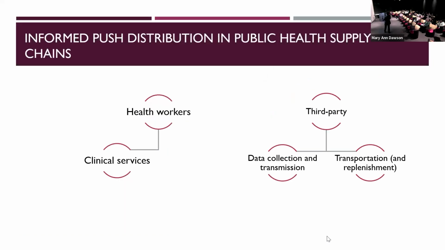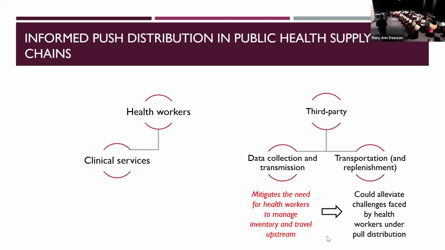So basically, the tasks are now clearly delineated. Health workers only focus on treating patients; they're not dealing with the inventory stuff. The third party is responsible for data collection and transmission, and they're also responsible for bringing the supplies to the health facilities. So why is this good? Because now health workers don't have to focus on managing inventory. They don't have to go upstream. They are relieved of all these responsibilities. So this in turn could alleviate some of the challenges faced by health workers under the pull distribution model. Okay.